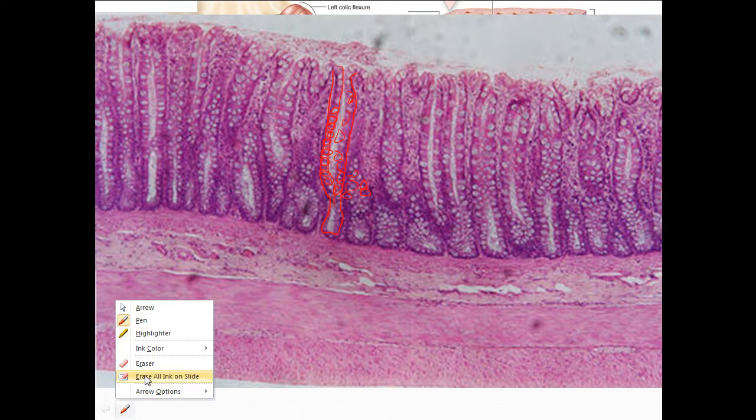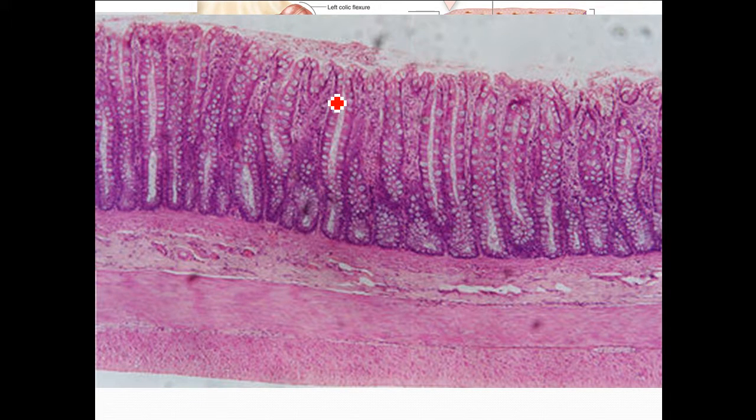But what's underneath the epithelium, here or here? We just went over this. Not the muscularis, lamina propria. Very good. And then you have this smooth muscle layer here.